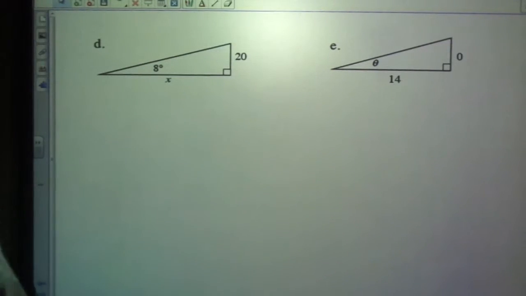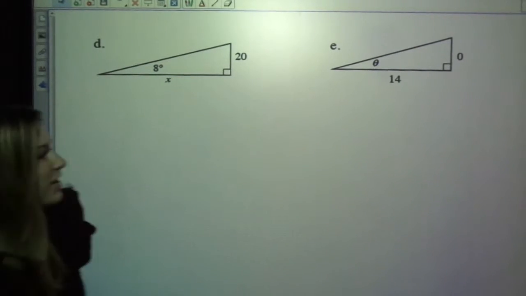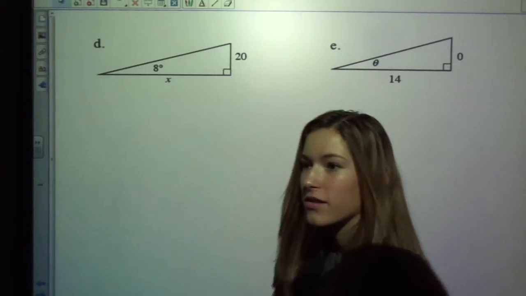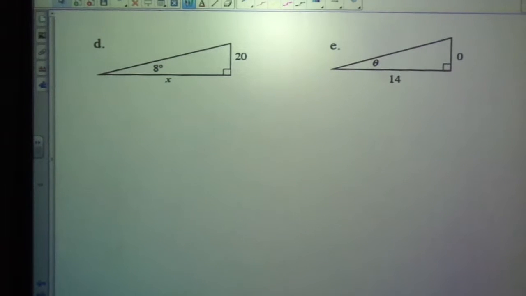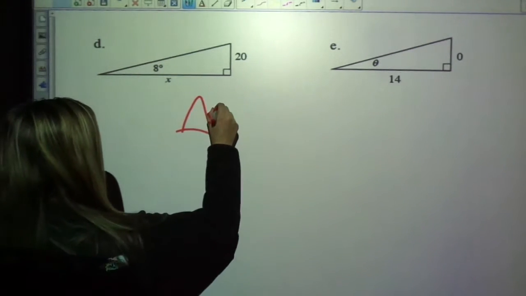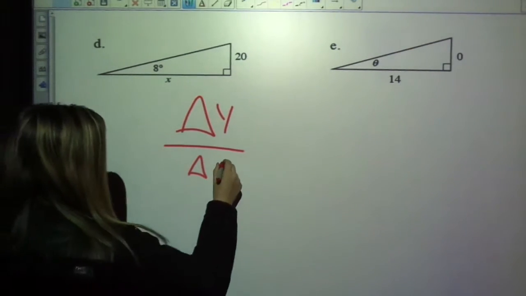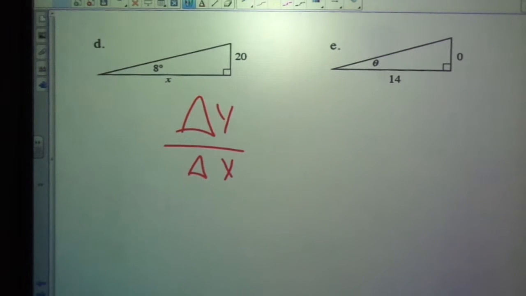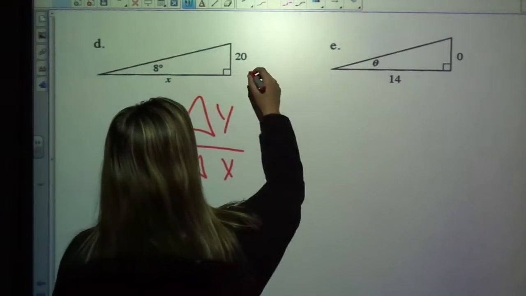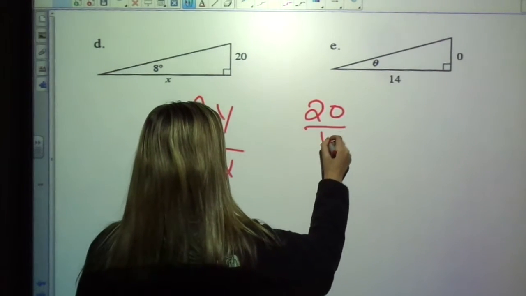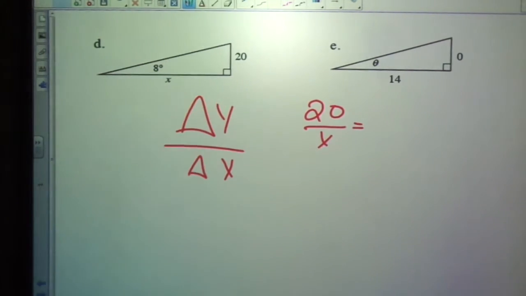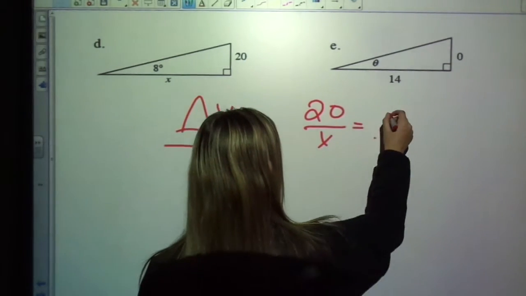D. Okay, so what you would do is you would have the slope ratio. You do 20 over x, and then the slope ratio of 8 degrees. And that's what we're going to figure out.